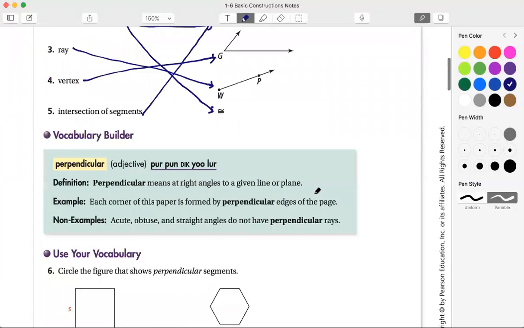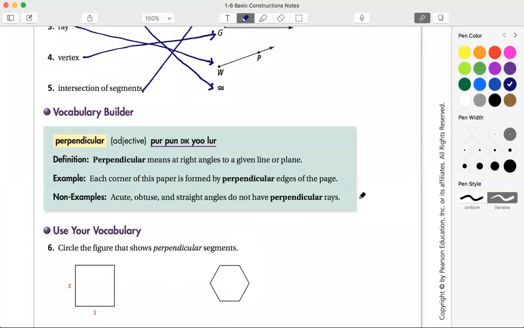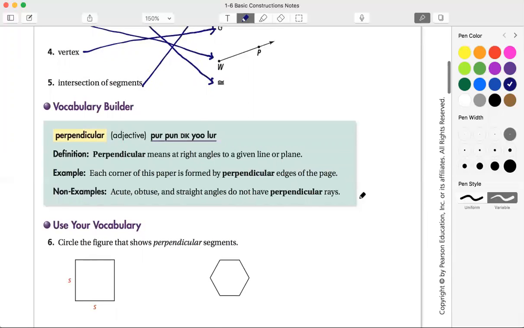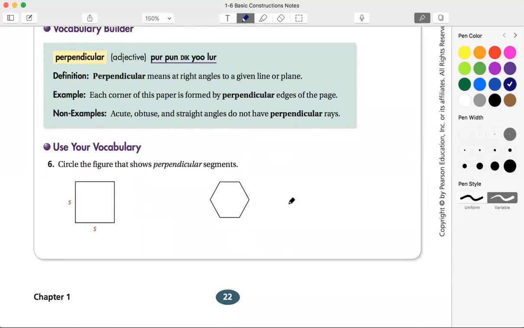All right, vocabulary for this section, we're going to learn about perpendicular. Perpendicular means at right angles to a given line or plane. An example: each corner of this paper is formed by perpendicular edges of the page. Some non-examples, things that are not perpendicular, are acute angles, obtuse, or straight angles. These do not have perpendicular rays. So circle the figure that shows perpendicular segments. Well, which segment has perpendicular lines? This one. These make up right angles.